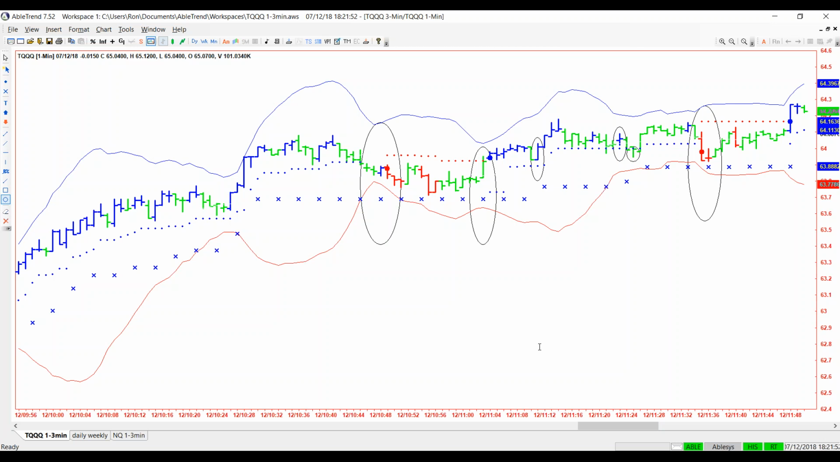And right now, and this year, the NQ has been the winner on that end. But we'll see what happens going forward.